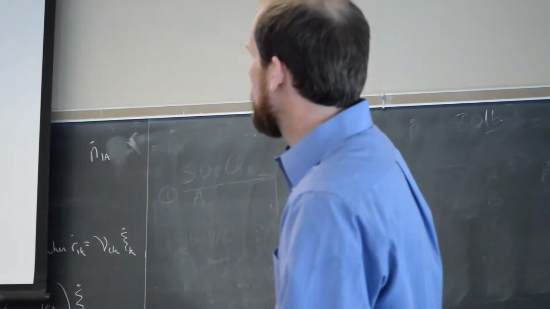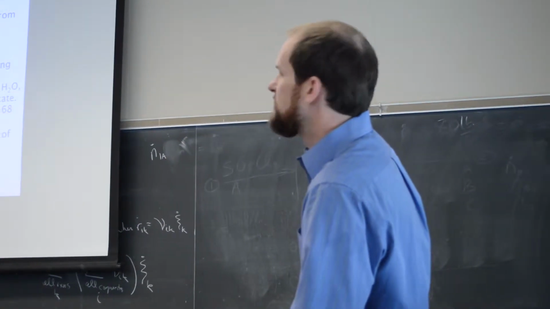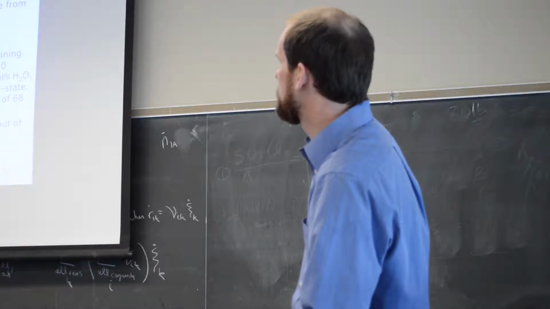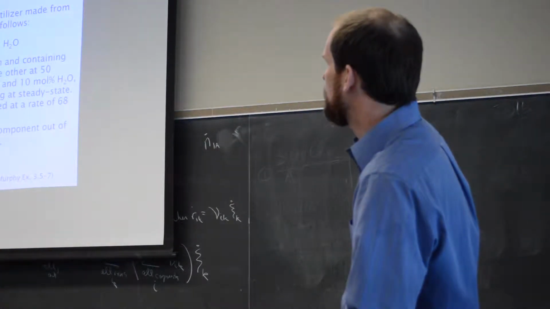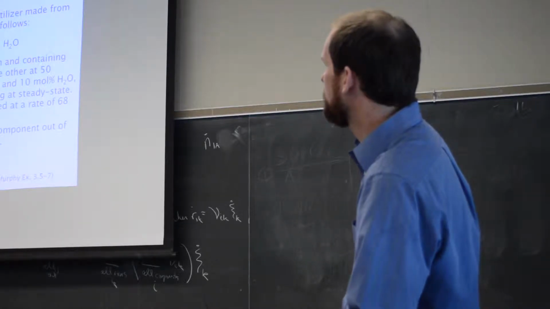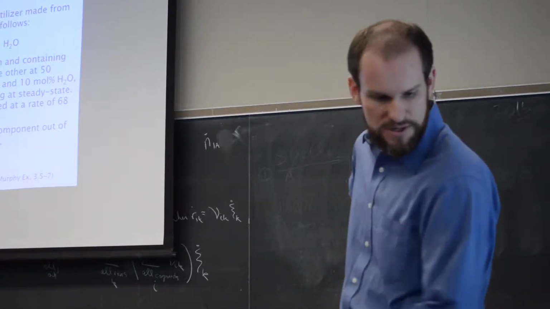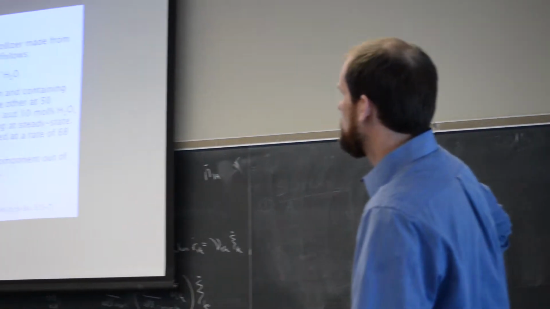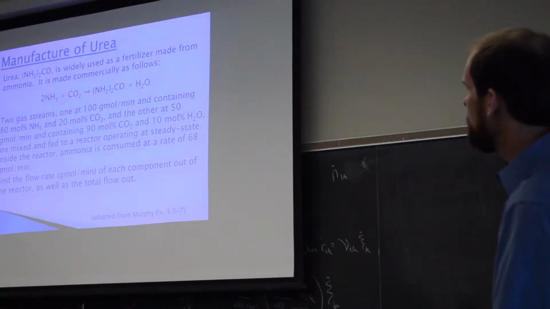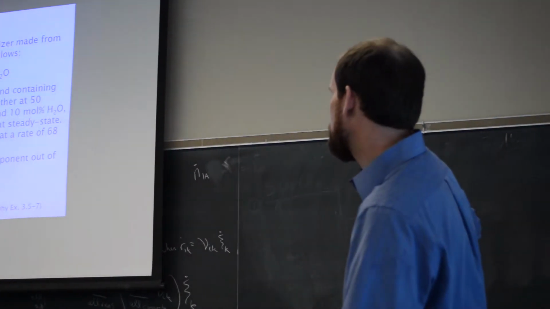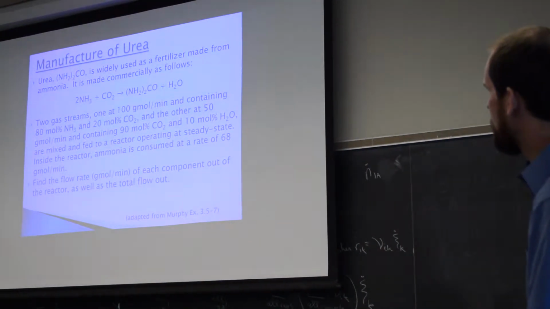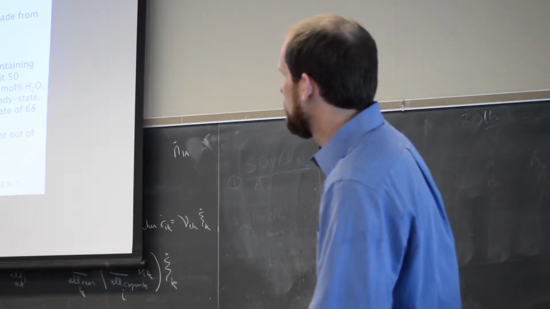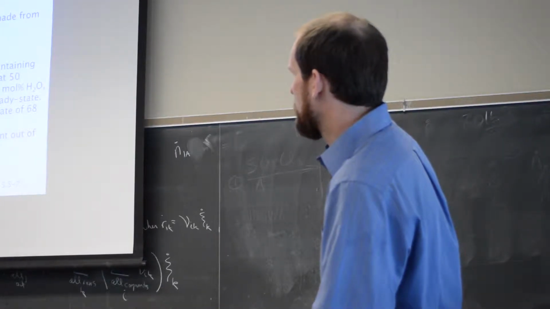Okay, manufacture of urea. This is following on the ammonia theme we've been having in class. We're taking ammonia, we can make urea out of it, and urea is a good fertilizer. It's liquid and safe. So we want to take NH3 and CO2 and make urea and water. How do we make it? Two gas streams, one at 100 gram moles per minute, containing 80% by moles ammonia and 20% CO2. The other at 50 gram moles per minute, containing 90% CO2 and 10% H2O, are mixed and fed to a reactor operating at steady state. Inside the reactor, ammonia is consumed at a rate of 68 gram moles per minute. Find the flow rates of each component out of the reactor as well as the total flow rate out.